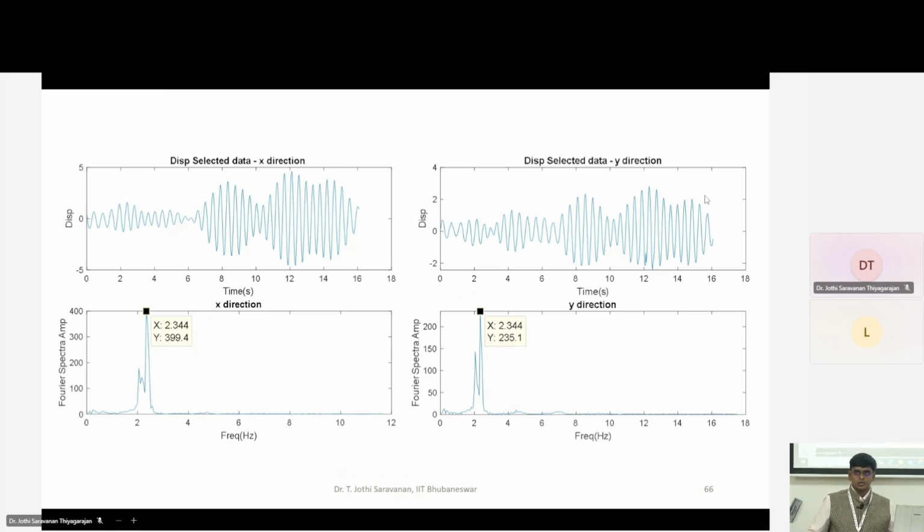Yes, we had quite a good match, because it's a controlled experiment. For the cantilever I was showing, we could get a very neat free decay signal.